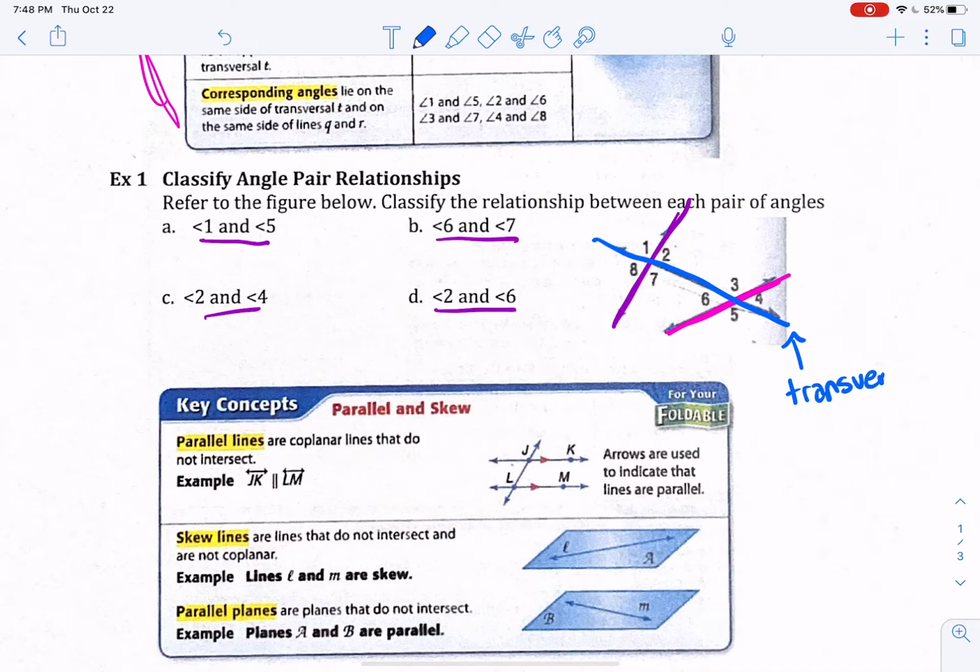This one is the only one that touches both of the other two lines. So that's the only line that is intersecting both of the lines. And then we have two intersections here, this one and this one, which creates 8 different angles.